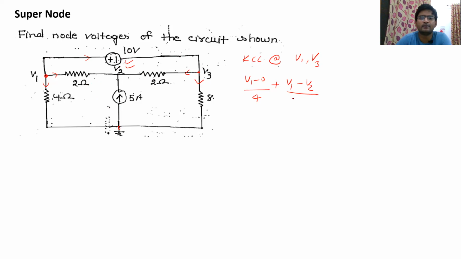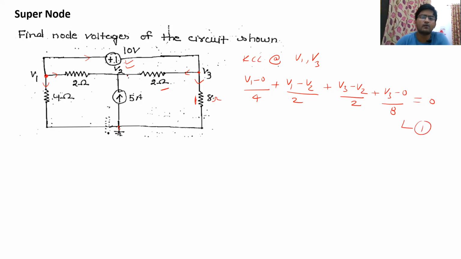plus V1 minus V2, which is the second current, divided by 2. And now we will move to the V3 node directly, which in combination with V1 is called the super node. Here also, since I have taken both the currents in outward direction, I will take the positive sign as V3 minus V2 divided by 2 in this direction, and then here we will have V3 minus 0 divided by 8 equal to 0. So this will be our equation 1.